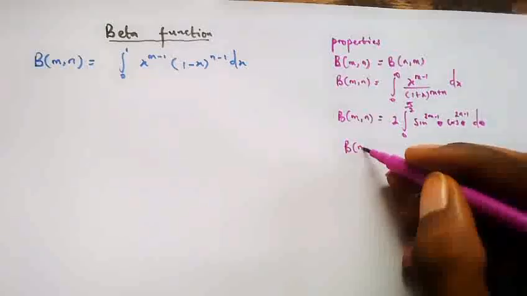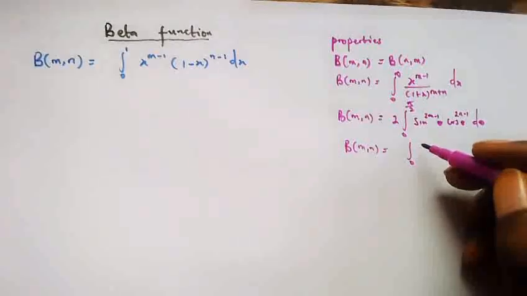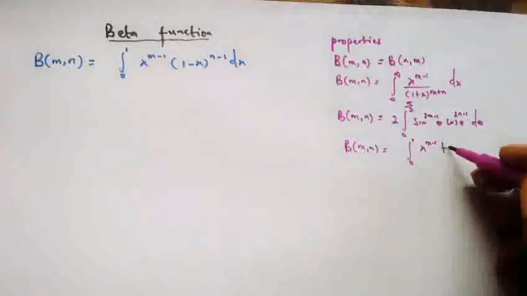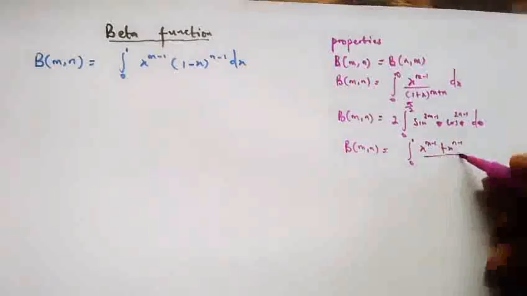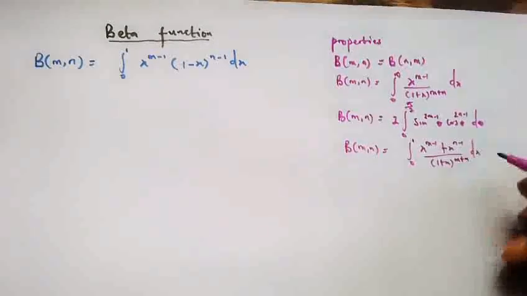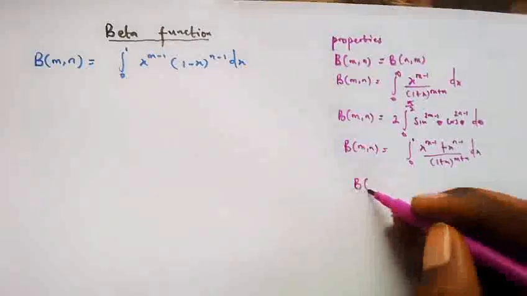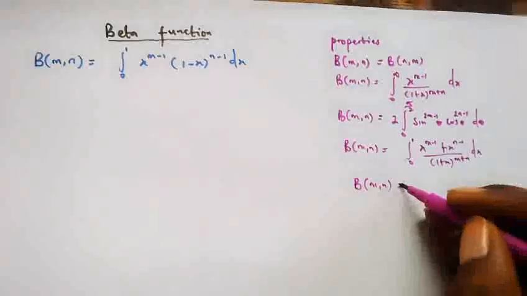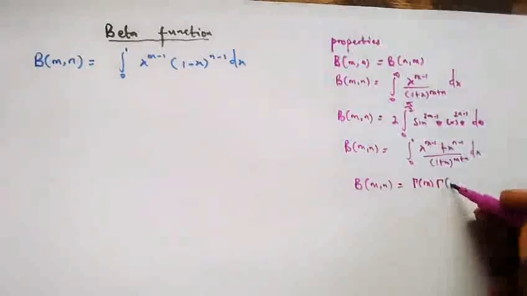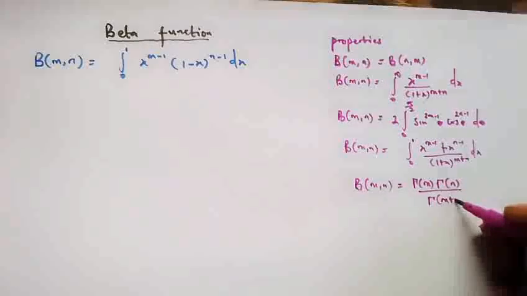The beta of m, n is equal to the integral from 0 to 1 of x raised to power m minus 1 plus x raised to power n minus 1 all over 1 plus x raised to power m plus n dx. And we have the relationship between the beta function and the gamma function here. The beta of m, n is the same as the gamma of m times the gamma of n all over the gamma of m plus n.